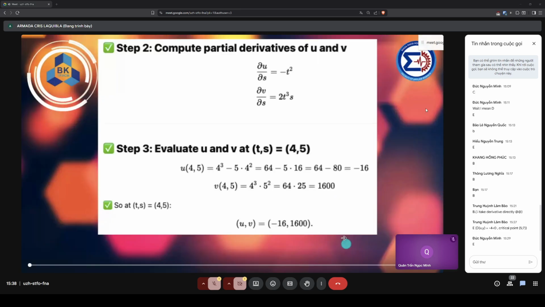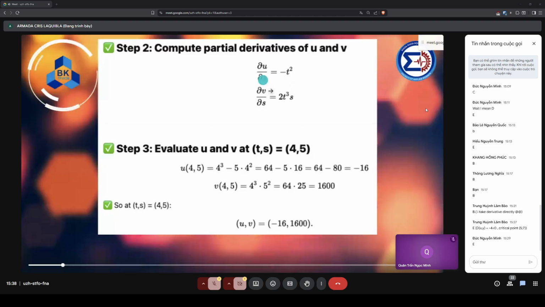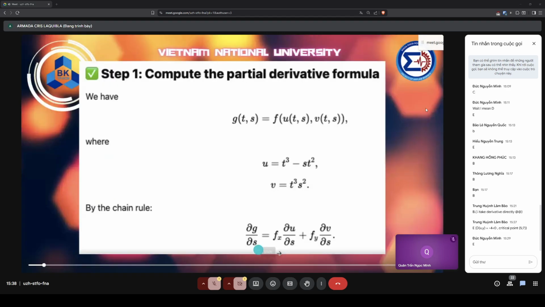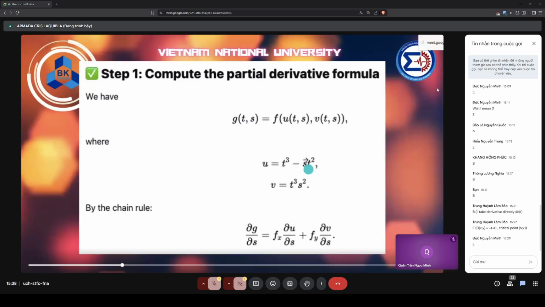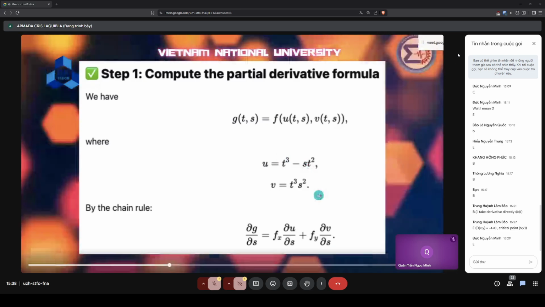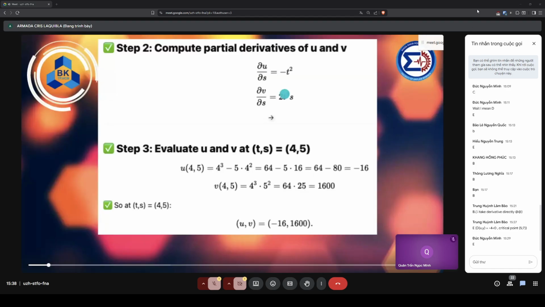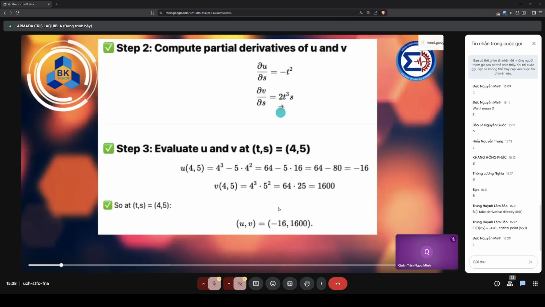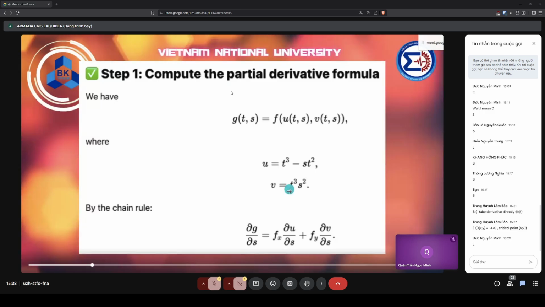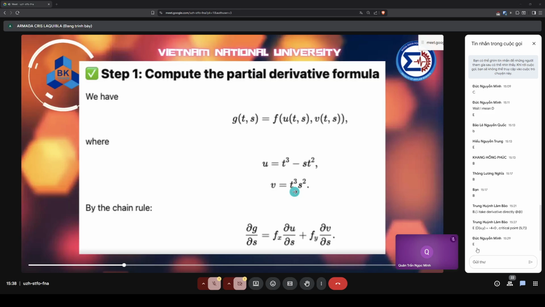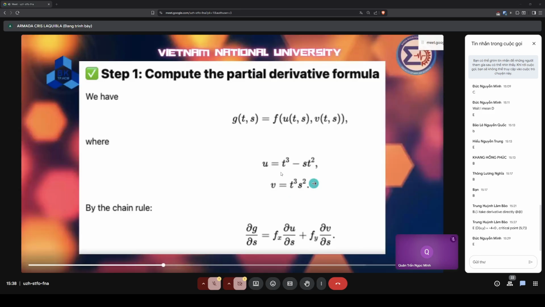Next, this is your partial of u with respect to s. It's negative t squared, correct? Because t cubed has no s. So with respect to s, the answer is negative t squared. And for v with respect to s, multiply by 2, and your t cubed is considered constant. So it's 2t cubed s, correct?